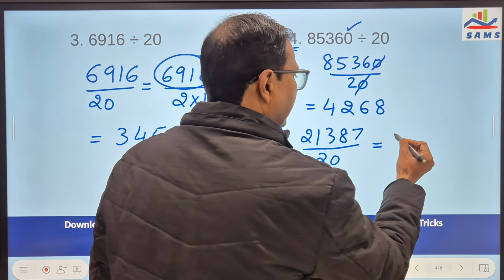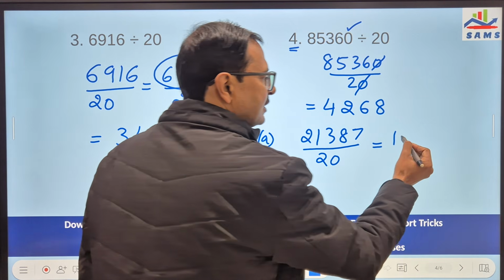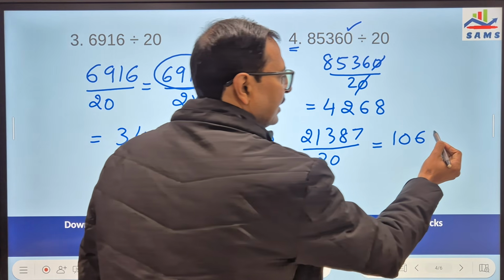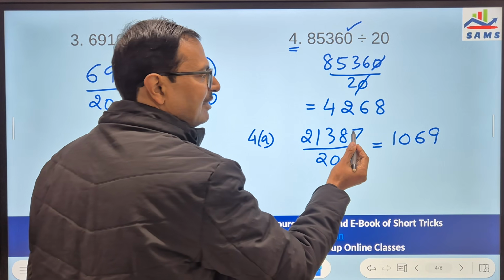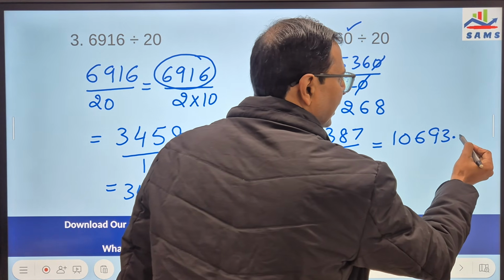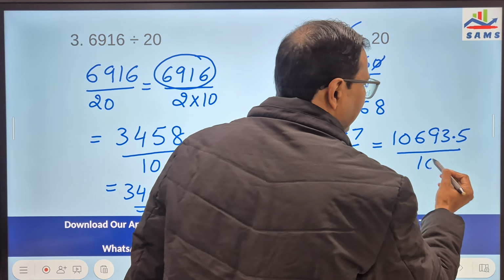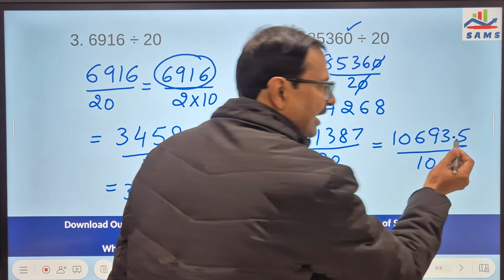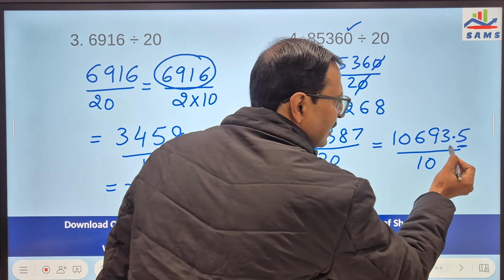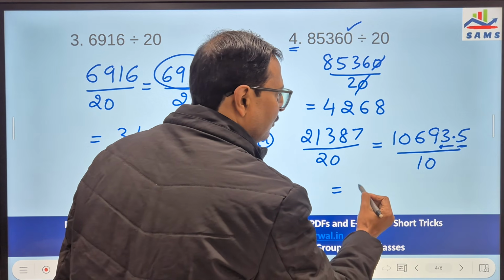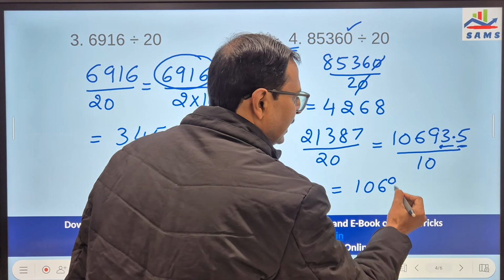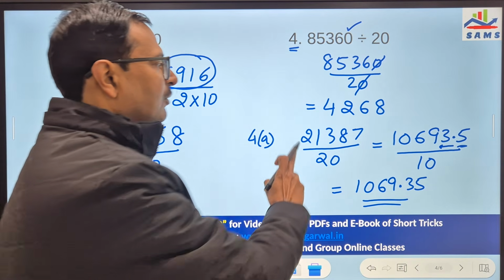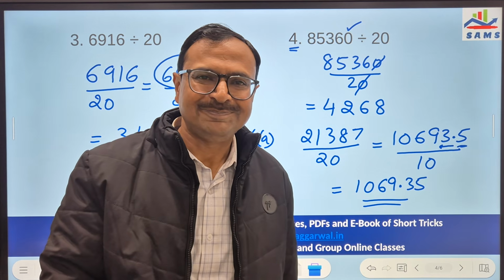So 2 becomes 1. Obviously 1 is not divisible, so you'll have to put a 0, and then 13 means 6, 1 carried, 9, and then you have this 7 which is 3.5, and now I need to divide this by 10. So the digit after decimal we have a 5 here, so we'll have to shift the decimal 1 digit towards the left, which will give me 1069.35 as the quotient when I divide this big number 21387 by 20.